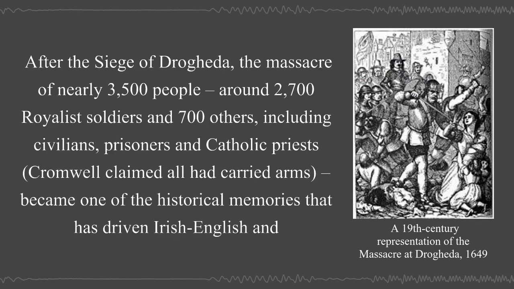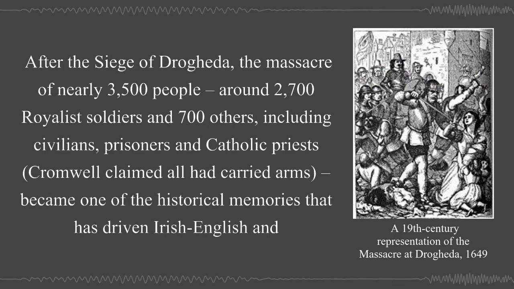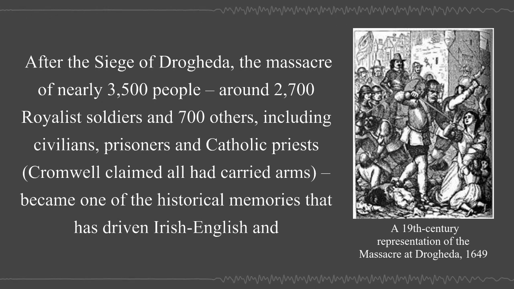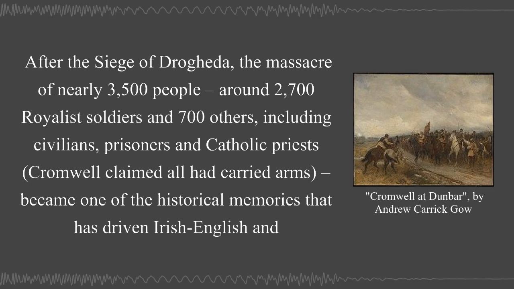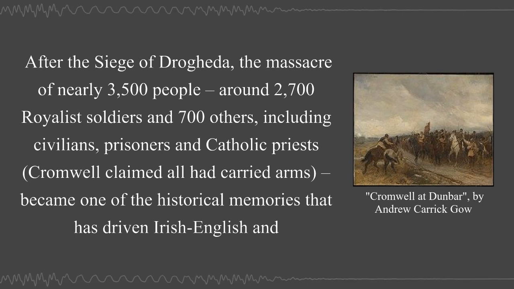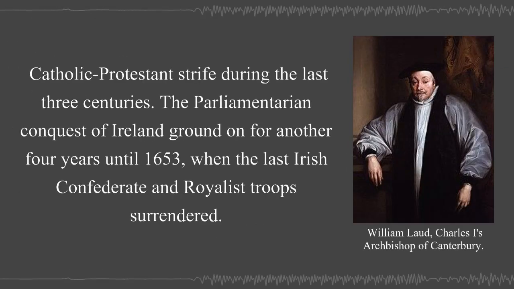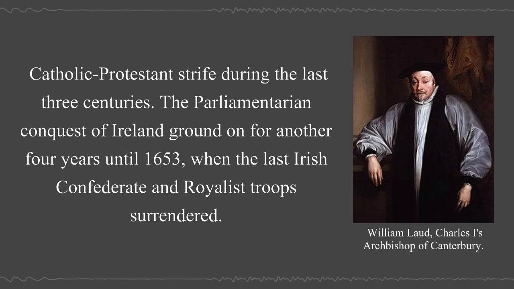After the siege of Drogheda, the massacre of nearly 3,500 people, around 2,700 Royalist soldiers and 700 others, including civilians, prisoners, and Catholic priests, all of whom Cromwell claimed had carried arms, became one of the historical memories that has driven Irish, English, and Catholic-Protestant strife during the last three centuries.